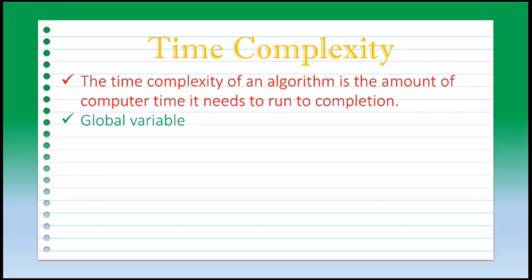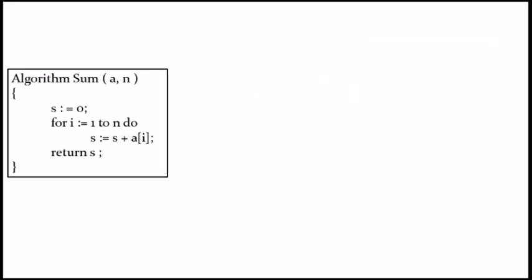This is done so that each time a statement in the original program is executed, count is incremented by the step of that statement. Now we will take one example and we will see how to calculate the complexity by using global variable. So this is the simple algorithm where we are taking two parameters, that is a and n. So a is array and n is used for size of the array.